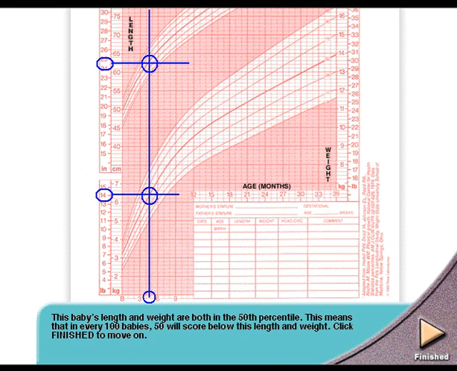This baby's length and weight are both in the 50th percentile. This means that in every 100 babies, 50 will score below this length and weight. Click Finished to move on.